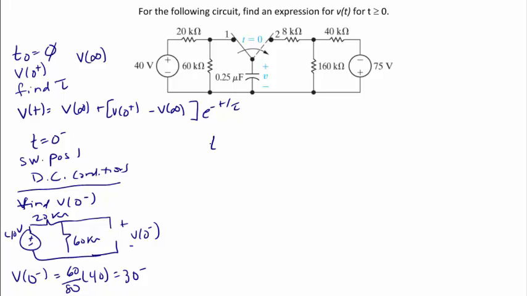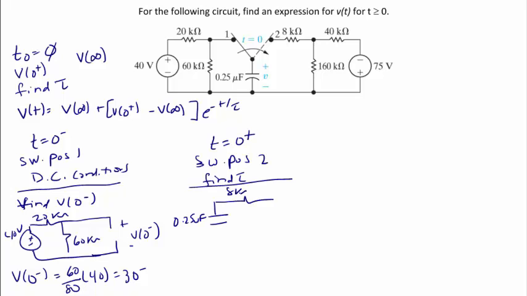Now we draw the circuit at t equals 0 plus. The switch has now moved to position 2. We no longer have DC conditions, and we use this circuit to find tau. So when the switch moves to the other side, I have the capacitor here, 0.25 microfarads. I have an 8 kilo ohm resistor, a 40 kilo ohm resistor, a 160 kilo ohm resistor, and that 75 volt source.